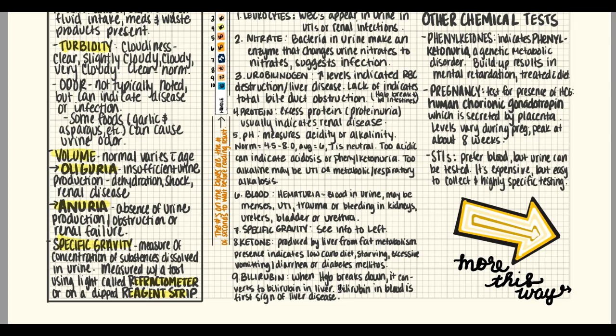When the hemoglobin breaks down further and is absorbed in the intestines, it becomes urobilinogen, and then if it is excreted into the urine in the form of urobilinogen, it can also be a sign of red blood cell destruction, or a bile duct obstruction, or liver disease. So those two, urobilinogen and bilirubin, kind of go hand in hand.